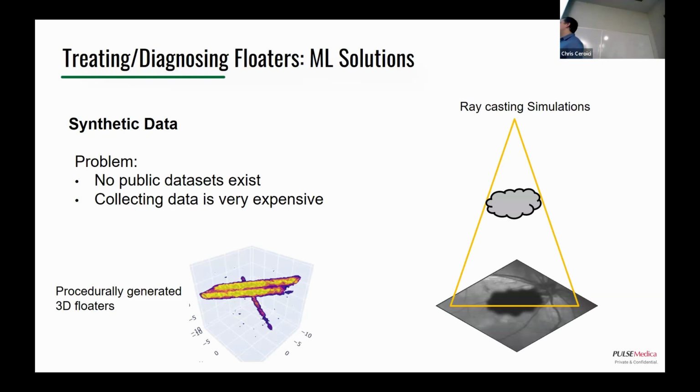We've also done the same for these 2D SLOs. So in this case, this is not a real floater, but you imagine an actual floater geometry that we've measured with our OCT, and then use ray casting simulations to simulate how that shadow is projected onto the retina. So we've done a ton of stuff like that to try to build up our own internal data set.